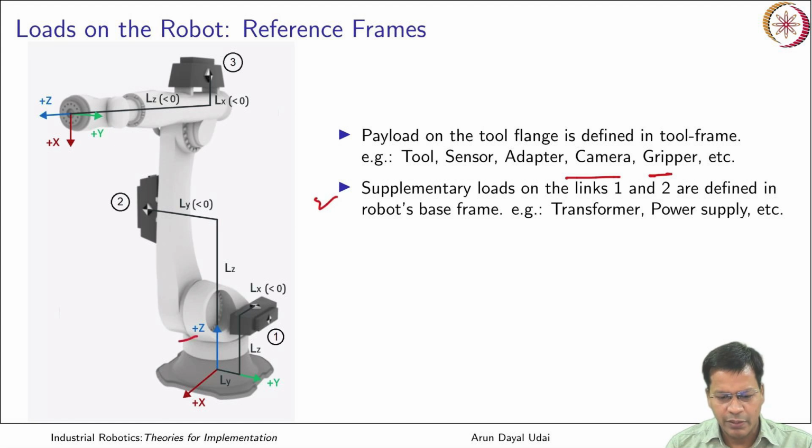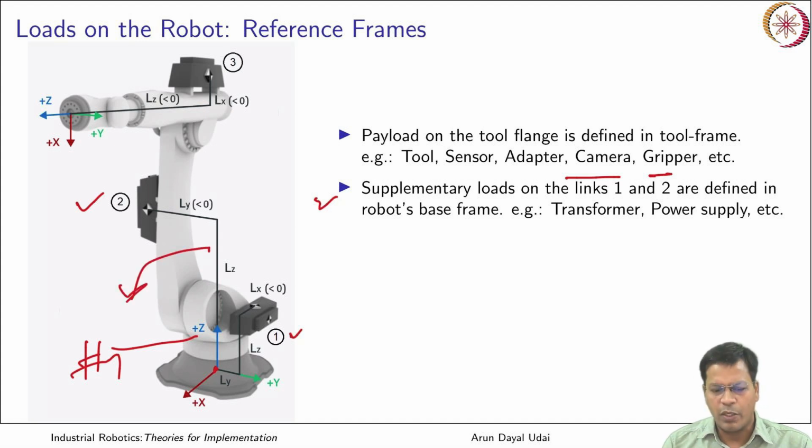So this is your link 1, and you have link 2 which is here. Got it? These loads which come here are defined with respect to the base frame. Although this link is moving, you have to bring your robot to this canonical frame. This is the canonical position of the robot, and in this canonical position only, this is defined.